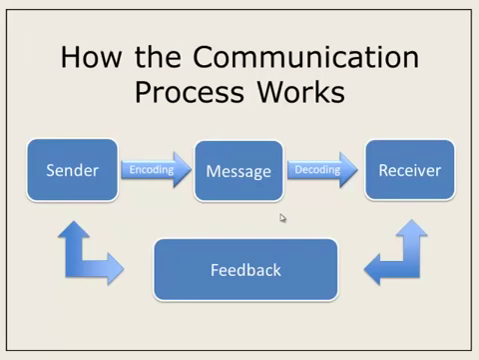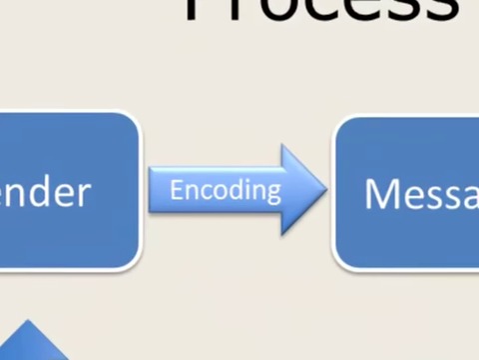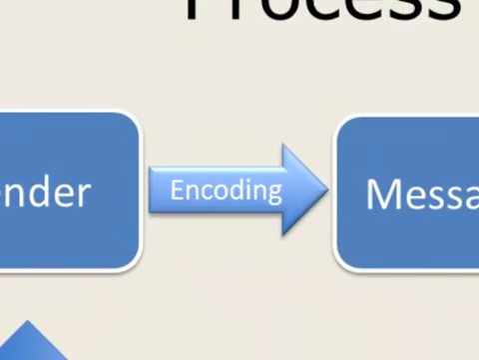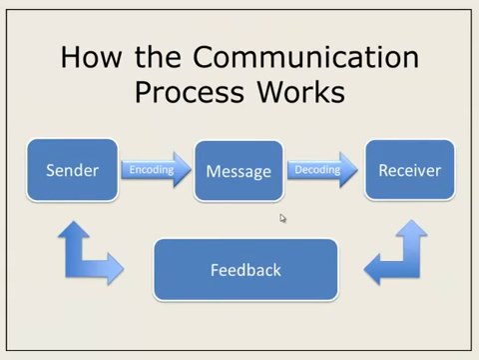And so the sender, what they do is they're in charge of what's called encoding a particular message. And encoding is not only determining what it is that you're going to say, but how it is that you're going to communicate it, including that nonverbal communication piece, right? Things like body language and the tone of our voice, the pace of our voice, whether or not we make eye contact, all factor into how we send a particular message.